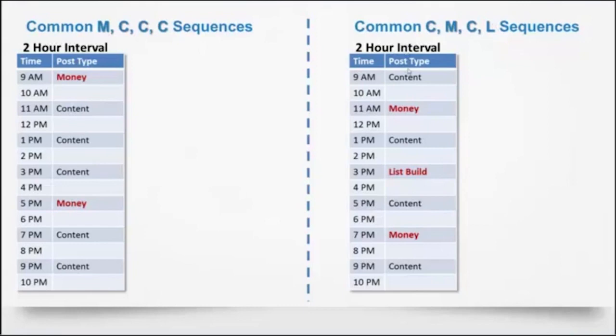Okay, let's look at this. Here's a 2-hour interval again. So in this one, we start with content at 9 a.m., money at 11 a.m., content at 1, list build at 3, content at 5, money at 7, content at 9, nothing at 10. Then 9 a.m. the next morning, we'd start again with a list building post. This is getting a little bit better because now we're getting 3 pieces of traffic building content that take them off of Facebook and somehow get them on our list, which potentially can make us money, right? You guys see that? This sequence works a lot better.